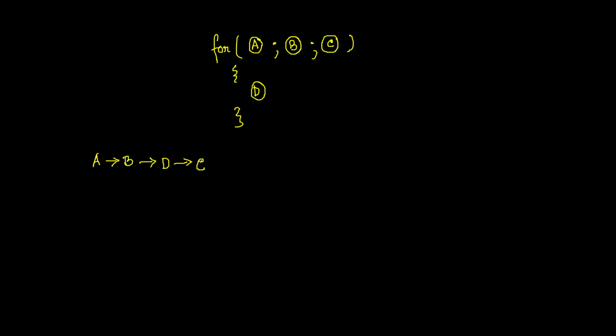After condition checking, A will not get repeated; it goes directly to B. Then if it is again true, to D, again to C, and then again to B, and if this is false, the for loop stops. We get this particular pattern every time, and since this is false, it goes to the end of the loop.